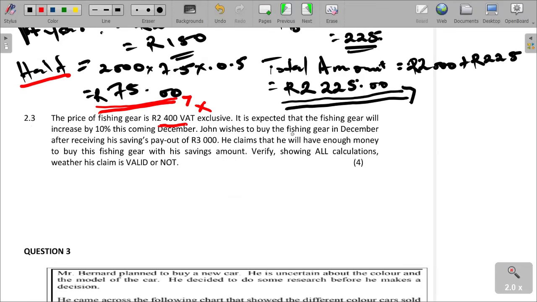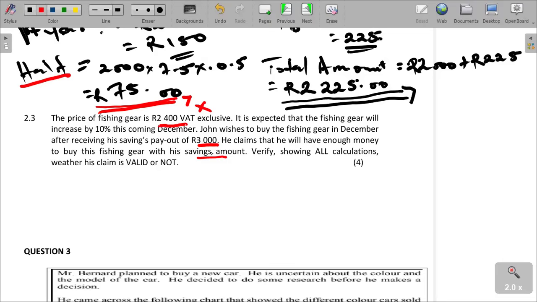John wishes to buy the fishing gear in December after his savings pay out of 3,000. He claims that he will have enough money to buy this fishing gear with his savings amount. Verify this. This is more or less similar to the calculation that we just did, so we are saying you need to calculate these amounts.